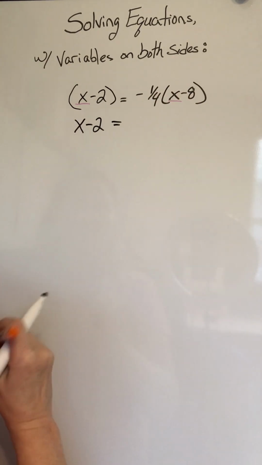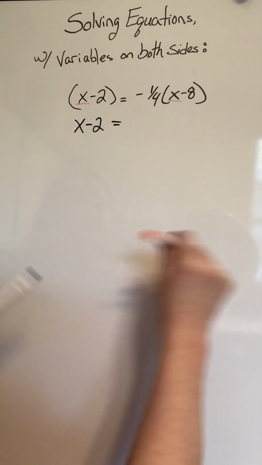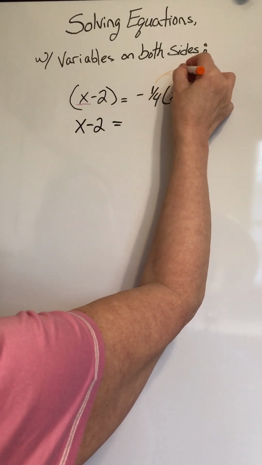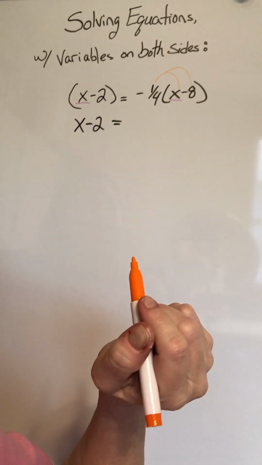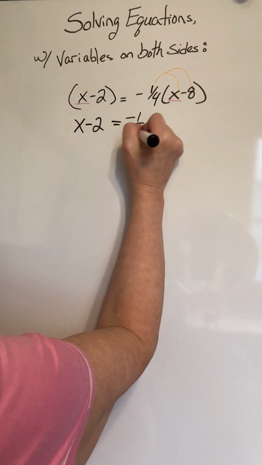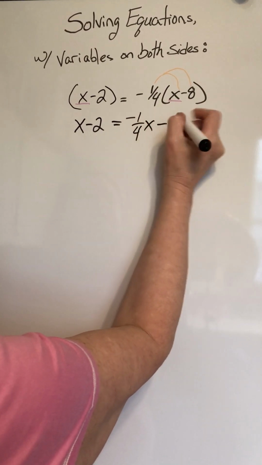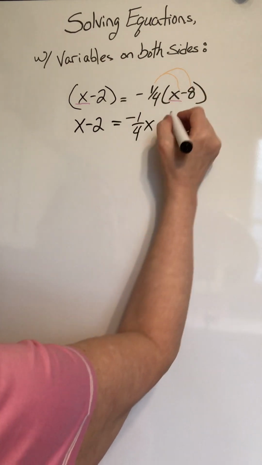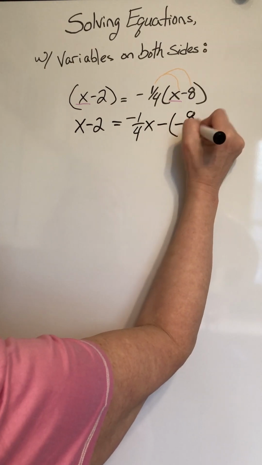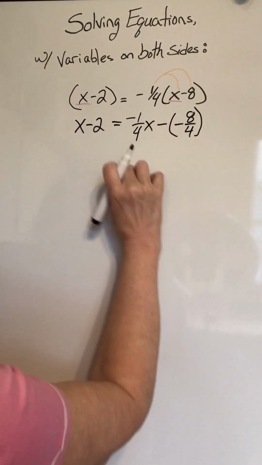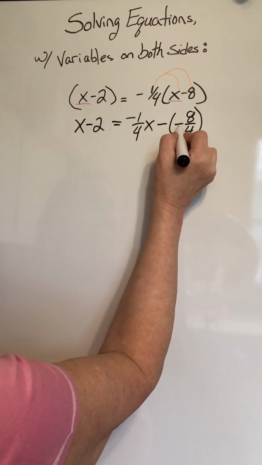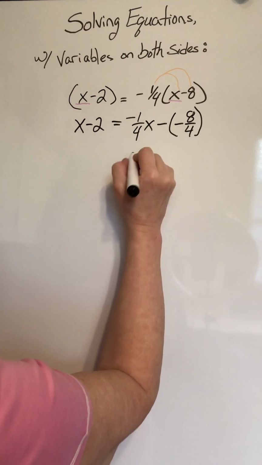is we have the distributive property going on. So as you can see, we have a negative 1/4. That negative 1/4 needs to be multiplied by both terms inside of the parentheses. So we're going to have a negative 1/4 x minus a minus, and this is going to be a minus 8/4. Now something's going on here. I've got a negative 1 times a negative. So 2 negatives gives me a positive.